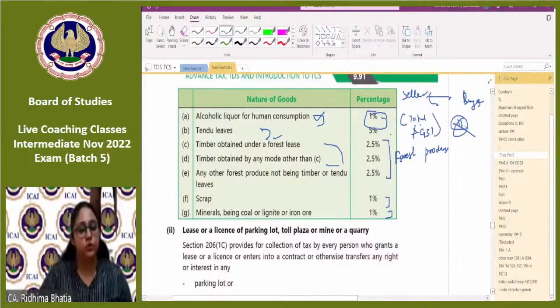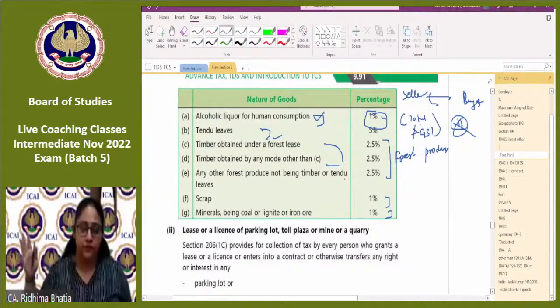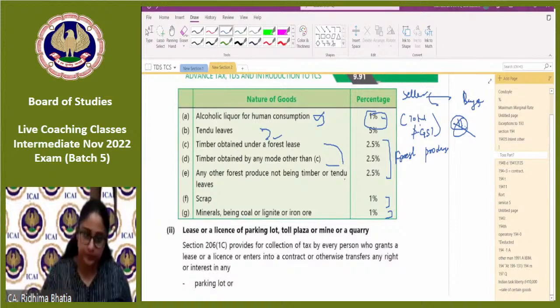of total invoice value, 5% in case of tendu leaves, 2.5% in case of forest produce, scrap में 1% and mineral oil lignite में 1%. So if a buyer is purchasing scrap, he has to give 1% from him. Only if the seller is any person, but other than individual and HUF, and individual and HUF only when he or she has a turnover of more than 1 crore or more than 50 lakhs.